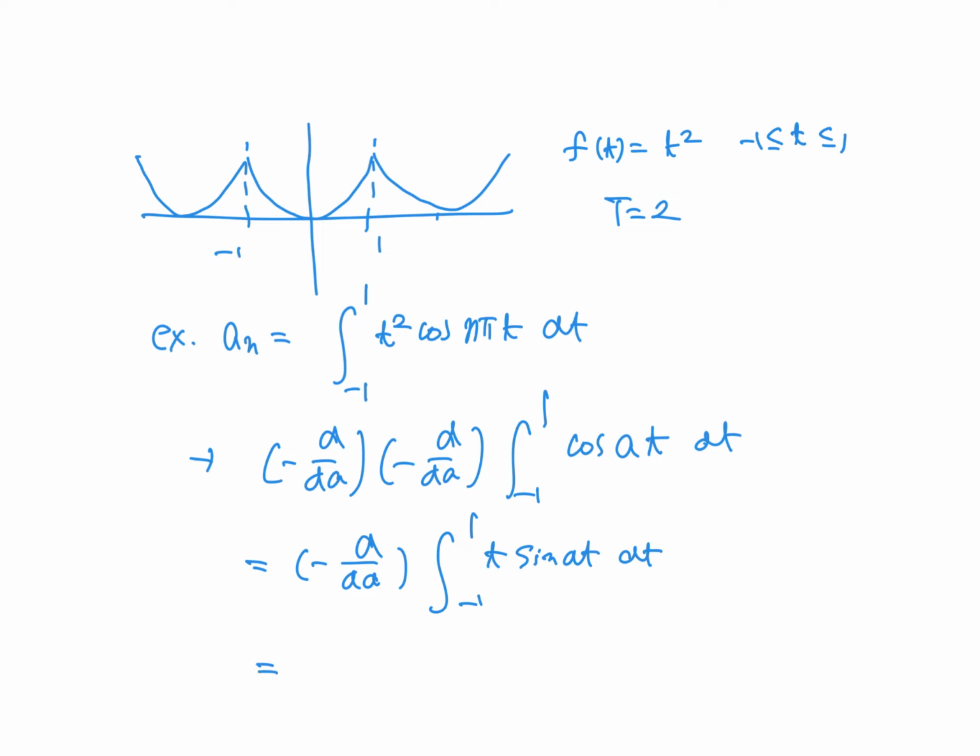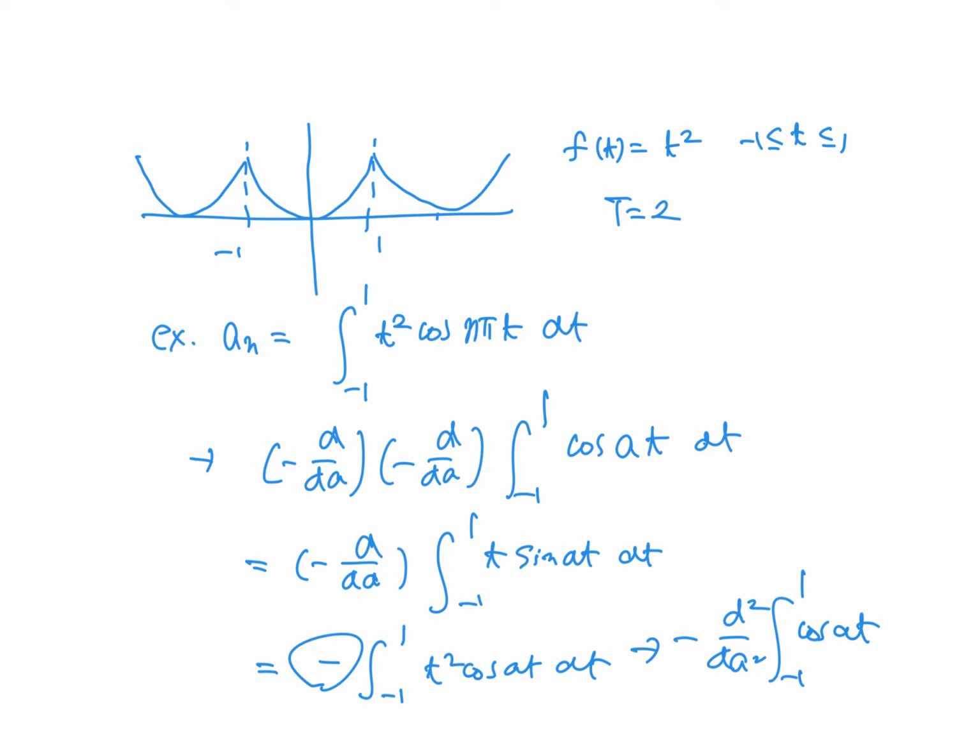And minus over minus minus t square cosine at dt. So you need the extra minus sign. So in this case, just minus dA square d square minus 1 to 1 cosine at will do the trick, right? And then set a equal to pi and pi.